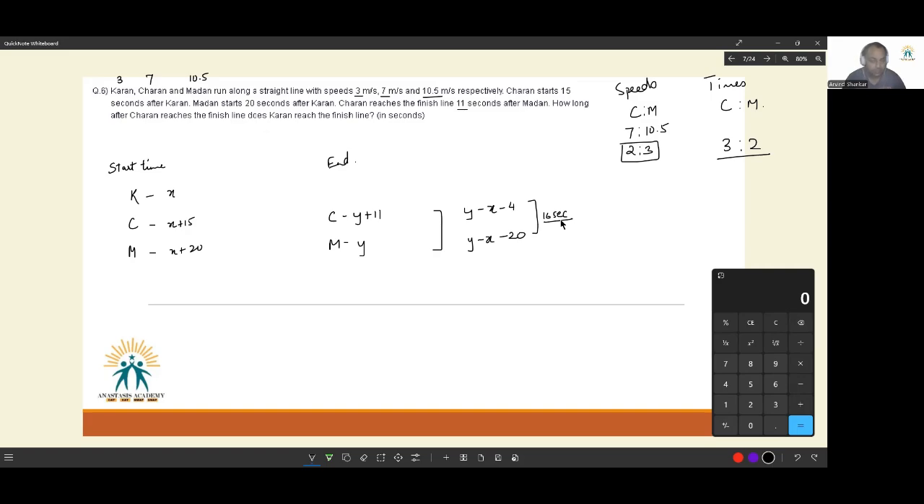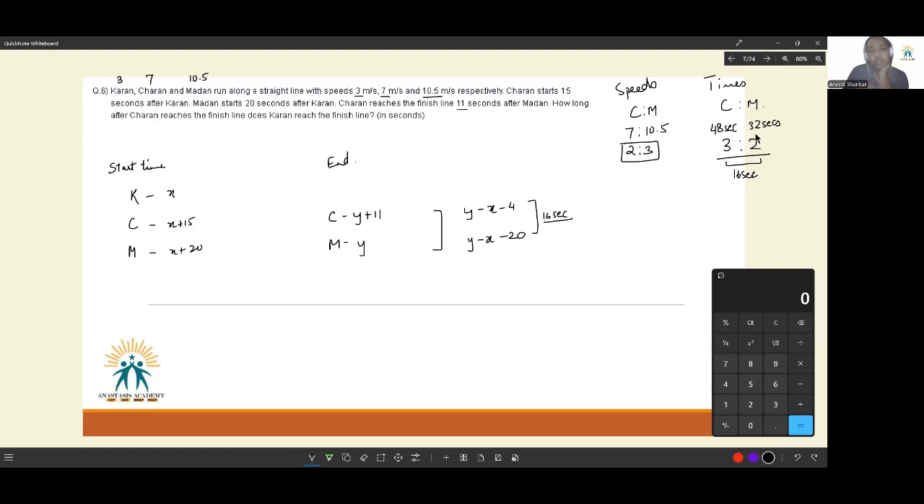The difference in their times is 16 seconds. If that is 16 seconds, the ratio of their times is 3 to 2. The difference in the ratio is 16 seconds, so the time taken by Charan is actually 48 seconds and the time taken by Madan is 32 seconds.